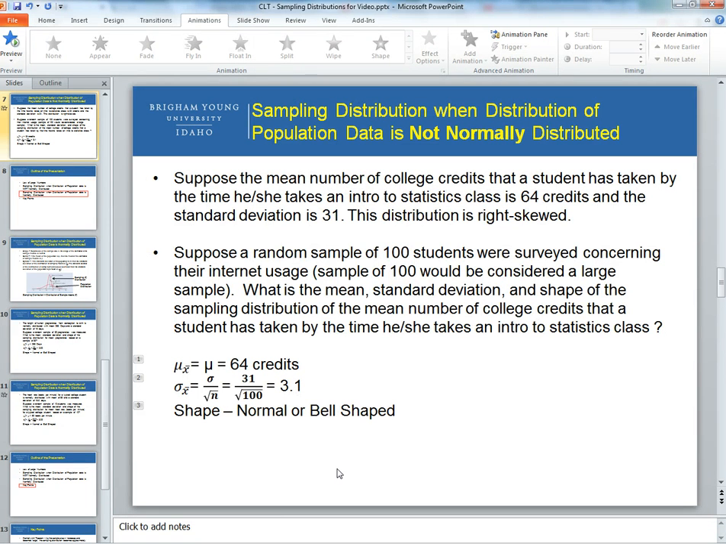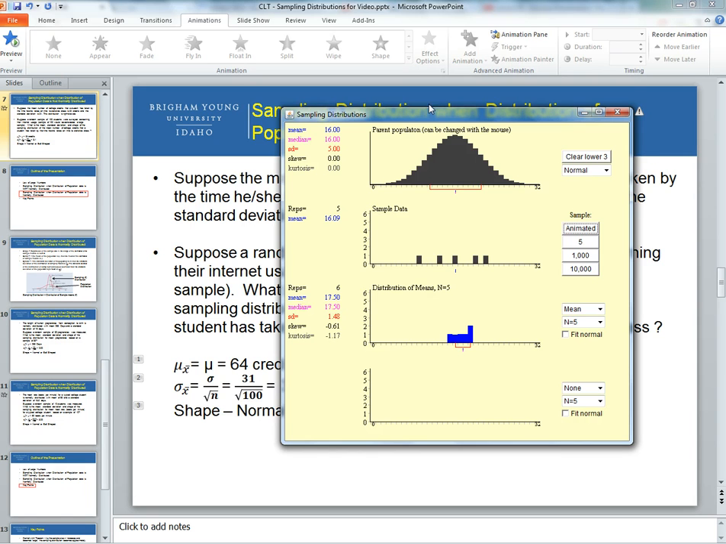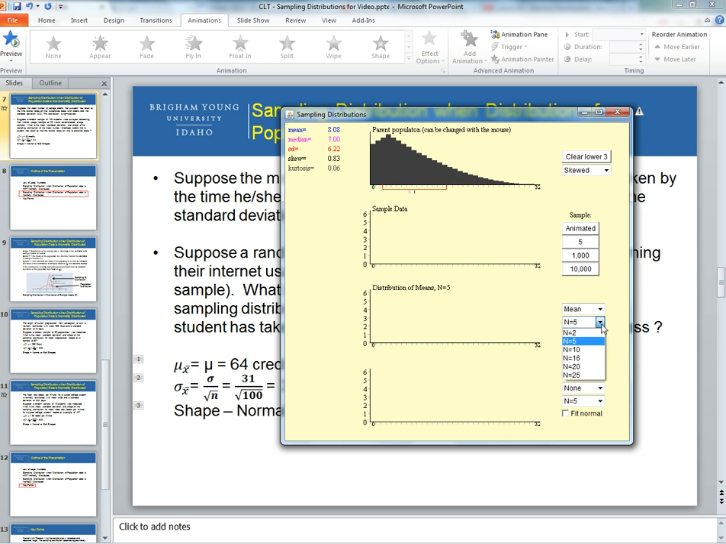Okay, let's go through an example of this with an applet. Let's try this where we have a right skewed distribution. Say for instance I take a sample of 5. Each time I take a sample of 5, here's the sample, and then there's the mean. I take another sample of 5. Here's the mean. Another sample of 5. Here's the mean. And I'll just keep on doing it here.